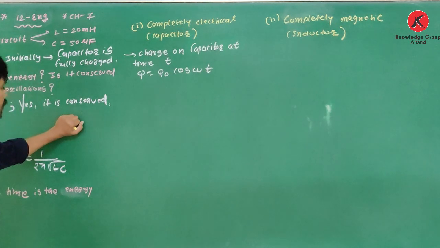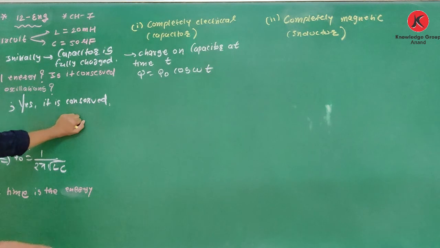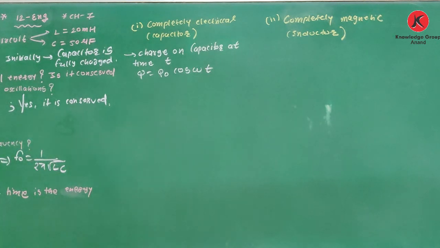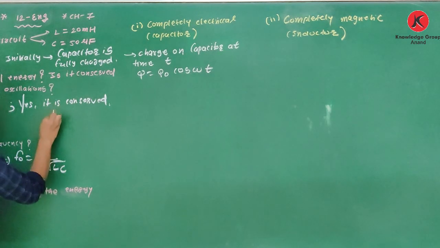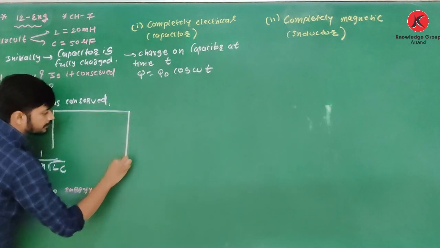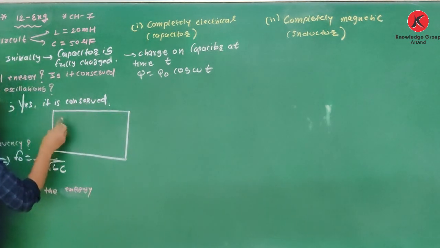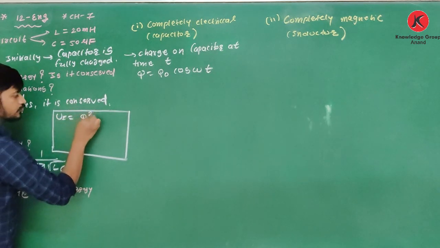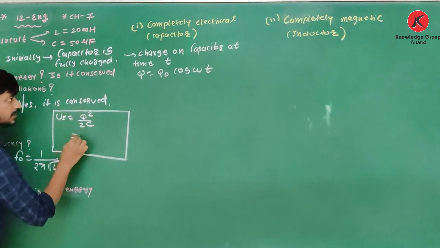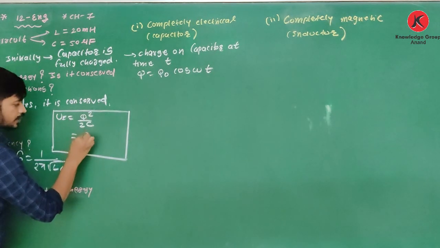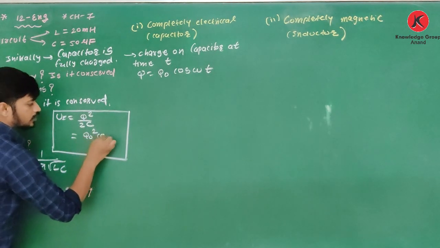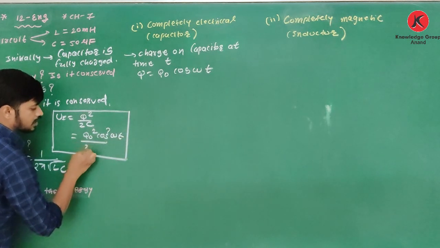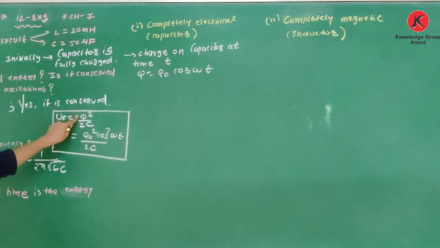Now, what is the equation of energy stored in the capacitor? First of all, I will write its equation. See, UE, energy stored in the capacitor, UE is Q square upon 2C. Means it is Q0 square cos square omega t upon 2C. Yes or no? You can also remember this equation.